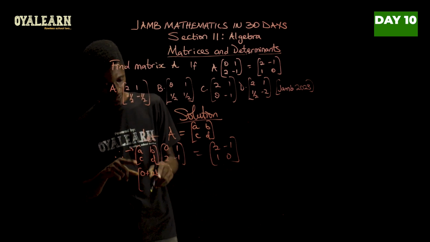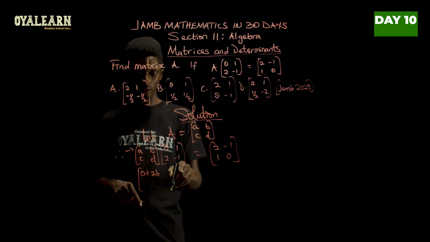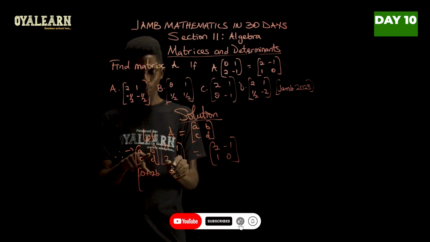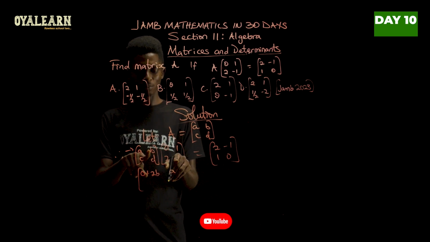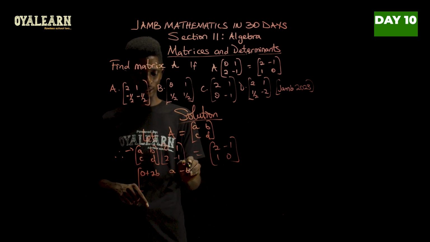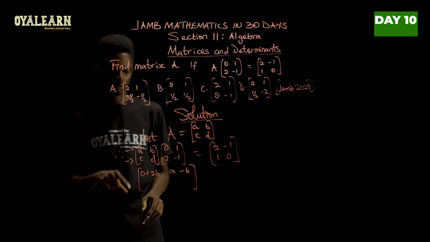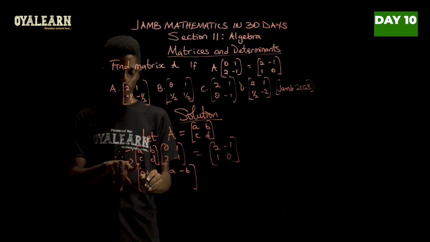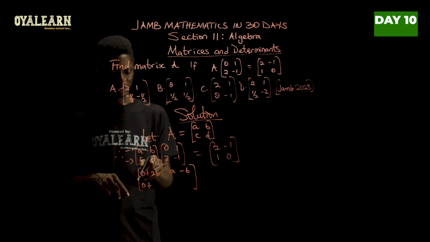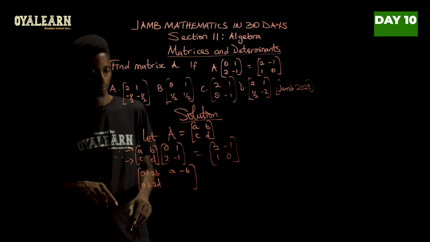Then we do the same thing now to this. A times 1, that's A, plus B times minus 1, that's minus B. So straight up minus B like this. Now we go to row 2. C times 0, that's 0, plus D times 2, that's 2D.